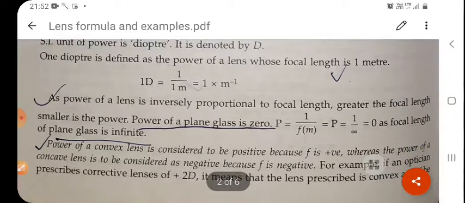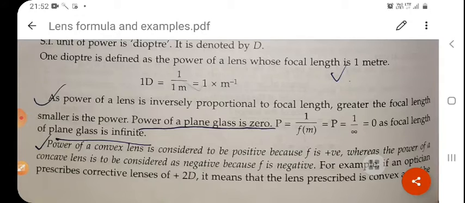So what is the power of plane glass? For plane glass, the power is 1 upon f, and because it has a focal length of infinity, the power will be 0. प्लेन ग्लास की जो फोकल लेंथ है वो इनफाइनाइट होती है, that is 1 upon infinite is the power of the plane glass and equal to 0.